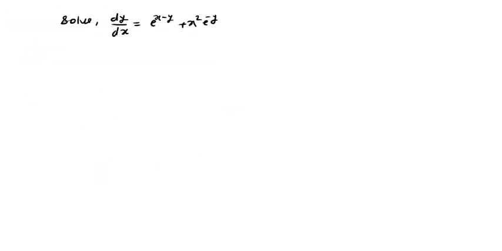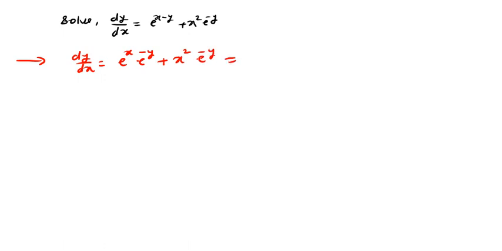Now in the next example we need to solve this differential equation. So we will try to convert this differential equation to the variable separable form. So this will be dy by dx is equal to, I will write e raised to x minus y as e raised to x into e raised to minus y plus x square into e raised to minus y.